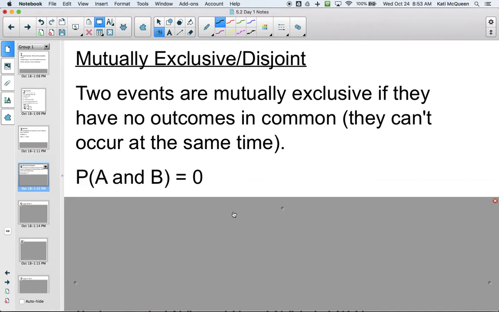Okay, so if we have two events A and B that are mutually exclusive, we say that the probability of A and B is equal to 0. This is saying there is 0 chance that they are both going to happen.